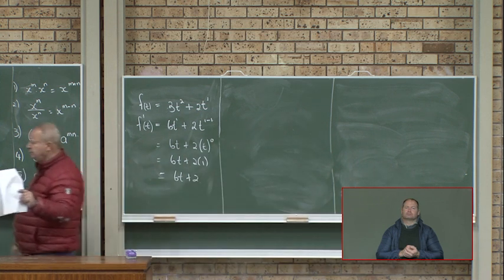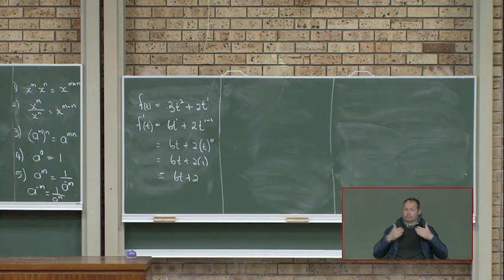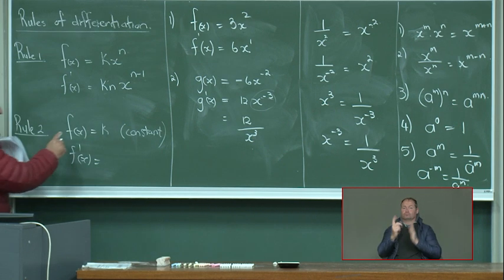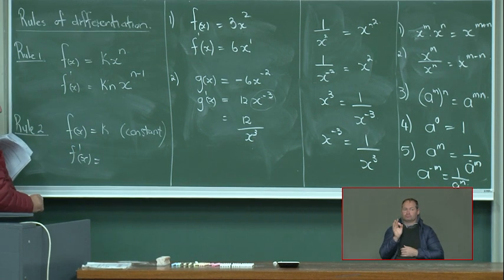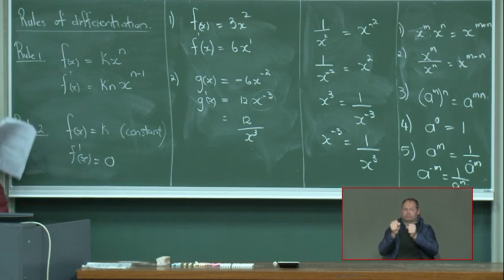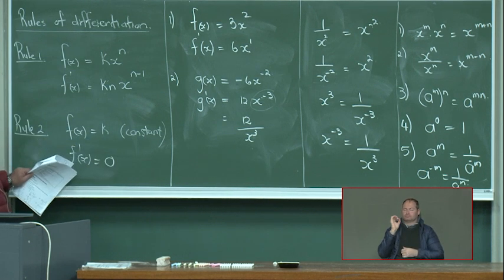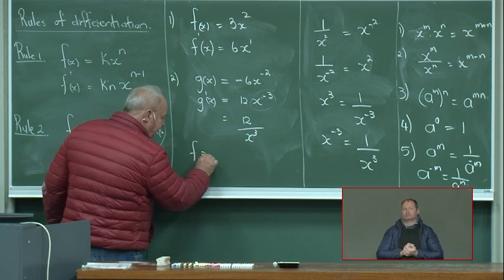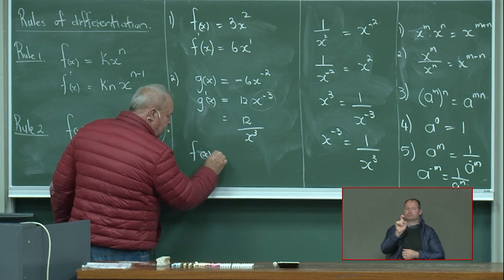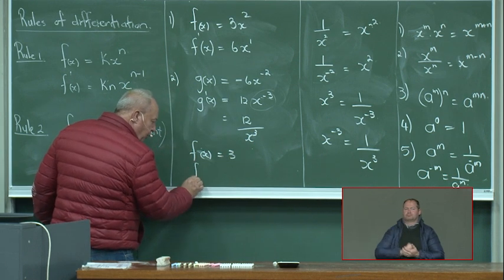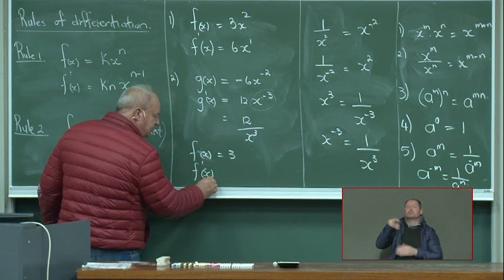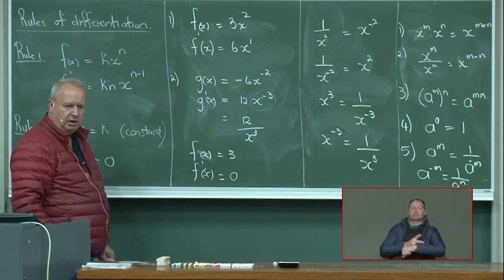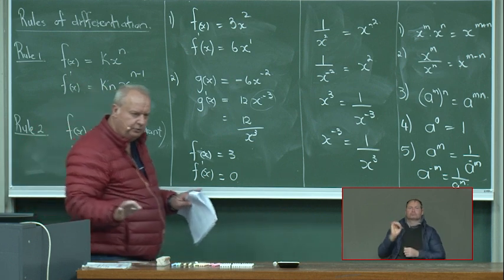Okay, before I use a different notation, I just want to make things a little bit easier. The second rule: if f of x is equal to a constant, then f prime x is 0. The derivative of a constant is 0. Is that clear? For example, if f of x is equal to 3, then the correct notation for the derivative is f prime x, and the derivative of a constant is 0. Okay, that's all. Only those two rules.